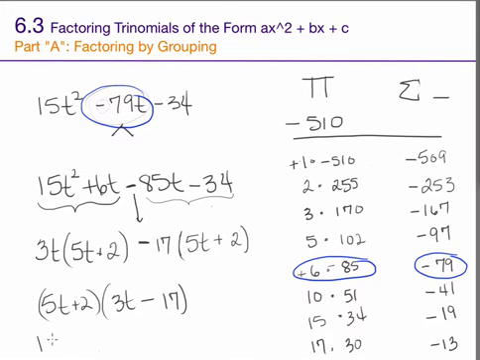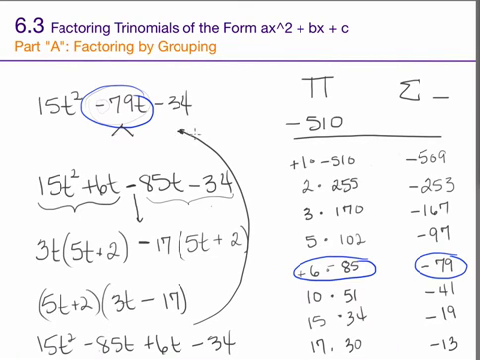5t times 3t is 15t squared. 5t times negative 17 is negative 85t. 2 times 3t is 6t, and 2 times negative 17 is negative 34. Combining these like terms, I get this. Negative 85 plus 6 is negative 79. So this is the correct factorization for this expression.